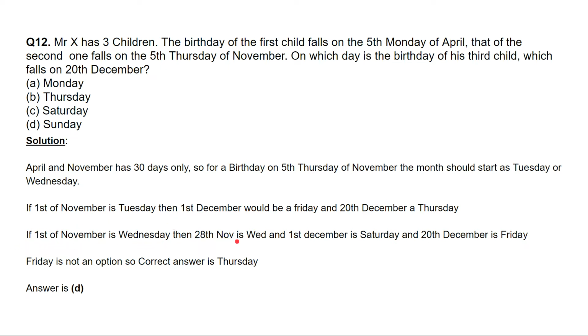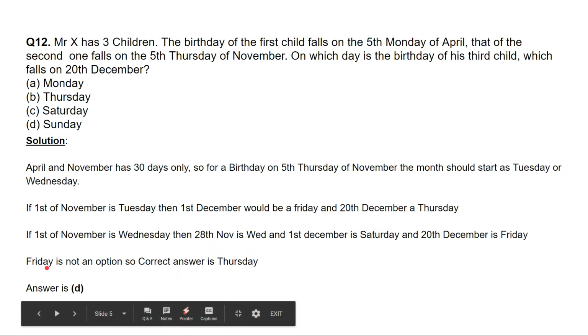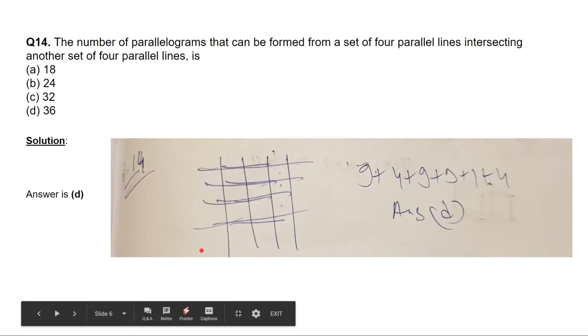If the first November is a Wednesday, then 28th November is going to be a Wednesday, and the first December will be Saturday, and the 21st December will be a Saturday. Therefore, 20th December is a Friday. Because we don't see a Friday option here, the correct answer is going to be Thursday, which is the 20th December. We have calculated, so the answer here is D. Sorry, I think this is a typo. The answer is going to be B here, Thursday.